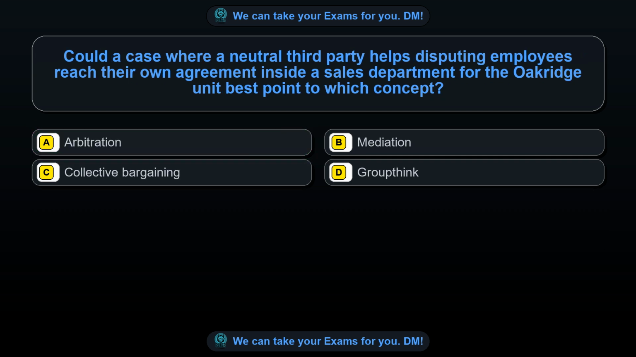Question 76. Could a case where a neutral third party helps disputing employees reach their own agreement inside a sales department for the Oak Ridge unit best point to which concept? Option A, arbitration. Option B, mediation. Option C, collective bargaining. Option D, groupthink. The correct answer is option B, mediation.